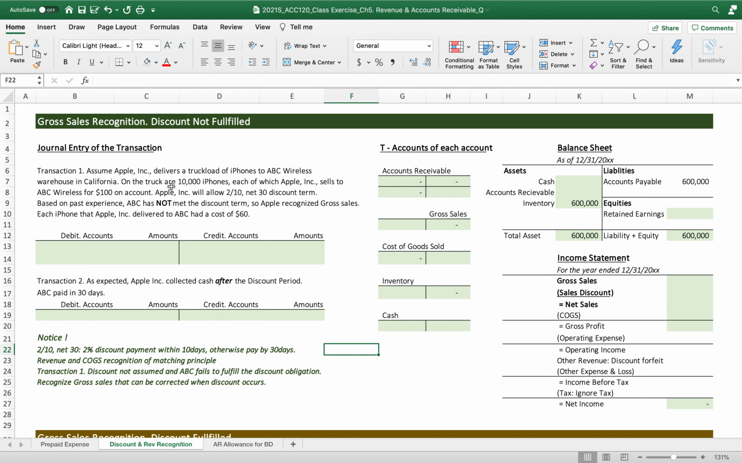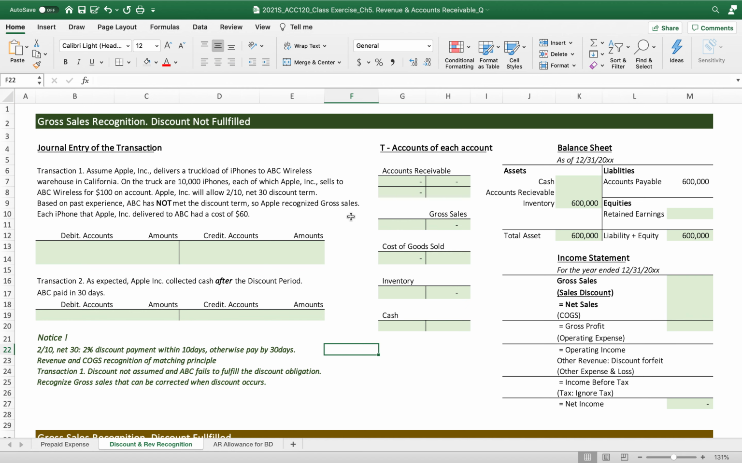Assume Apple Inc. delivers a load of iPhones to ABC Wireless warehouse in California. ABC Wireless, I haven't heard about this company, but anyway, let's say this ABC Wireless company doesn't have very high credit. Apple Inc. made a transaction with it. On the truck are 10,000 iPhones, each of which Apple Inc. sells to ABC Wireless for $100 per phone on account.